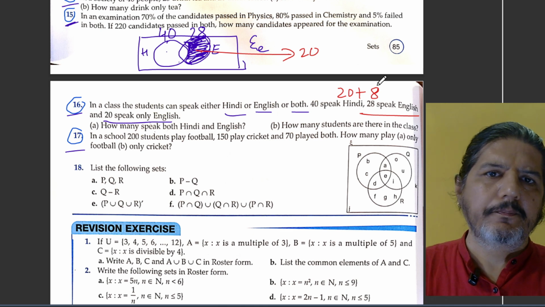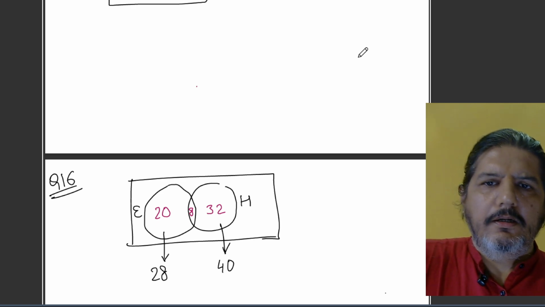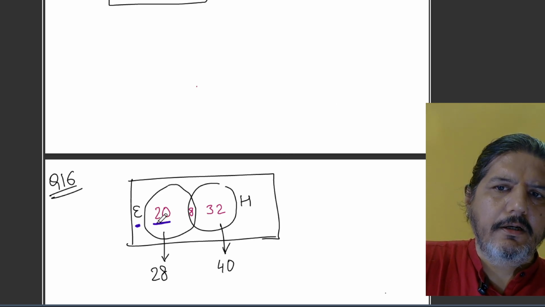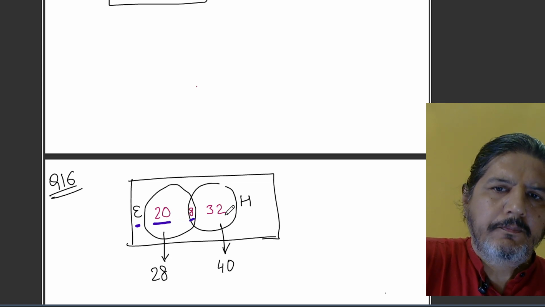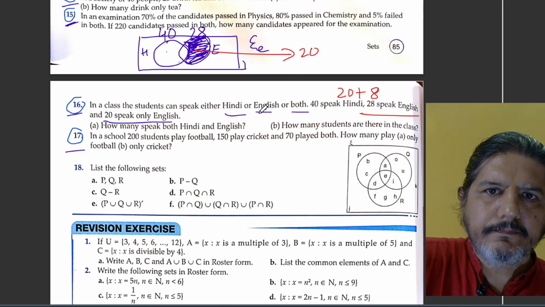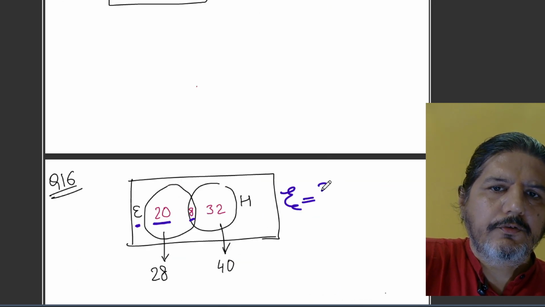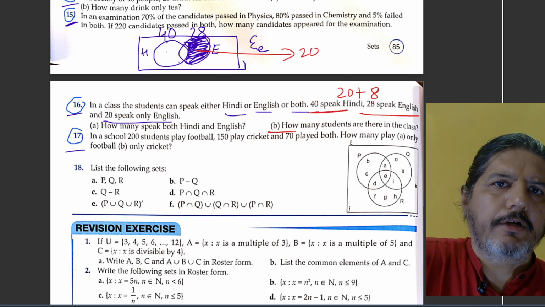So this question can be easily solved using Venn diagrams. Hindi, English. As I have stated, in English there are 20 students who speak exclusively English, and 28 in total speak English. Now in the universal set, I have to find the total, so this is unknown. Now the Hindi students are 40.